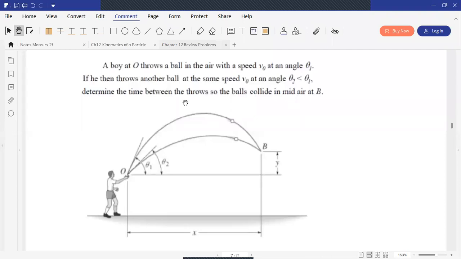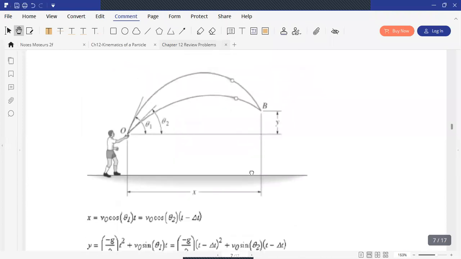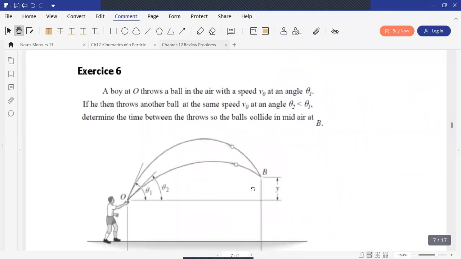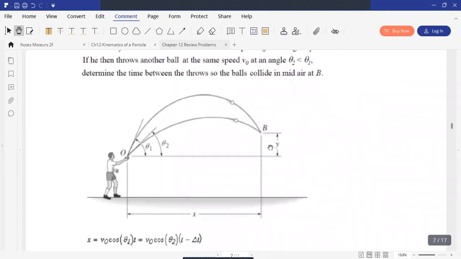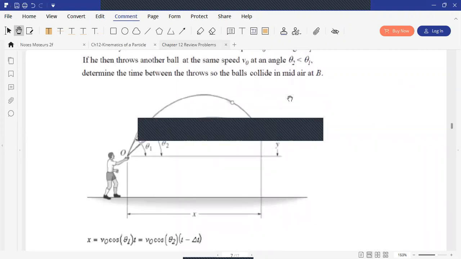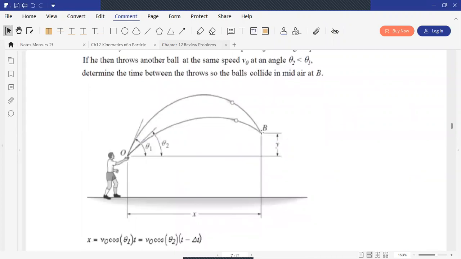Okay? So here, if you want, you will solve your problem as a function of x and y. I don't know if they gave you x and y. No. Okay. So here we know that they will meet at B. So when they meet at B, what is the condition to meet at B? They should have the same x and the same y. So when they meet at B, x of ball A is equal to x of ball B, and y of ball A is equal to y of ball B.